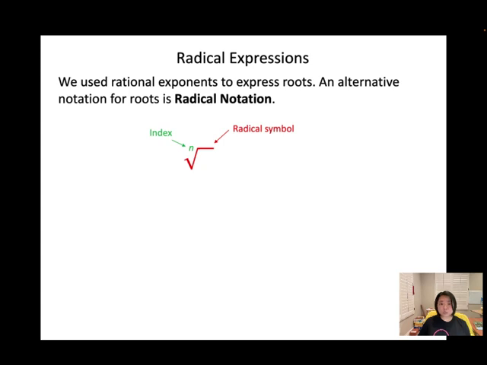When n is equal to 2, it will represent the square root. When n is equal to 3, that will be the cube root. When n is equal to 4, that will be the fourth root. And also, we use the a to represent the radicand. When you see the radical symbol without the index, it represents the square root. But usually, we don't put the 2 here.